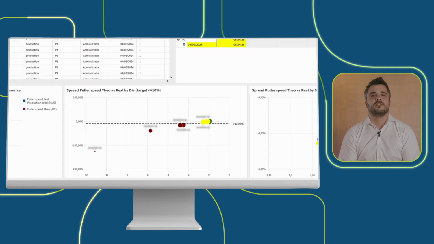quality scrap, or productivity. This scatter plot provides a visual representation of the variance between theoretical extrusion speed and the real one, weighing it by the production quantity.